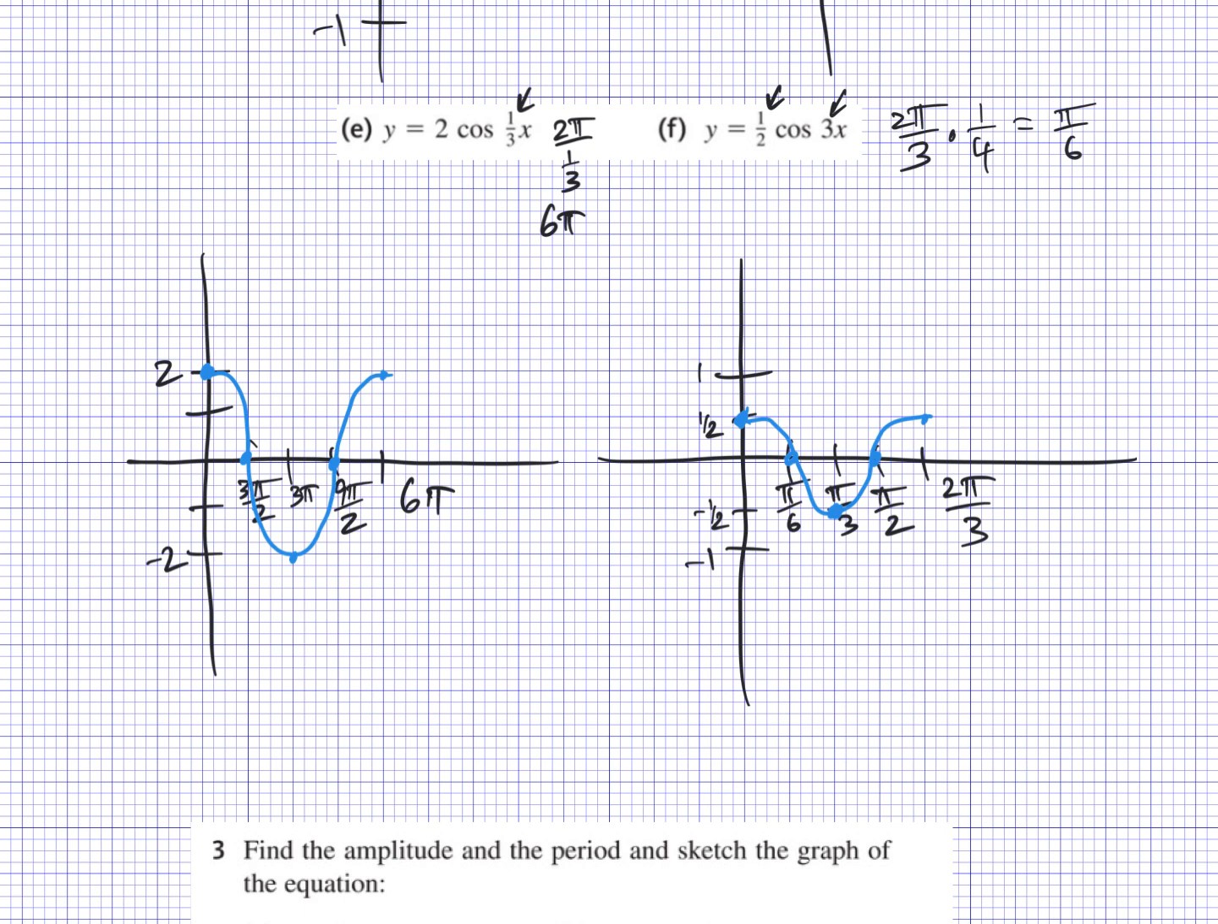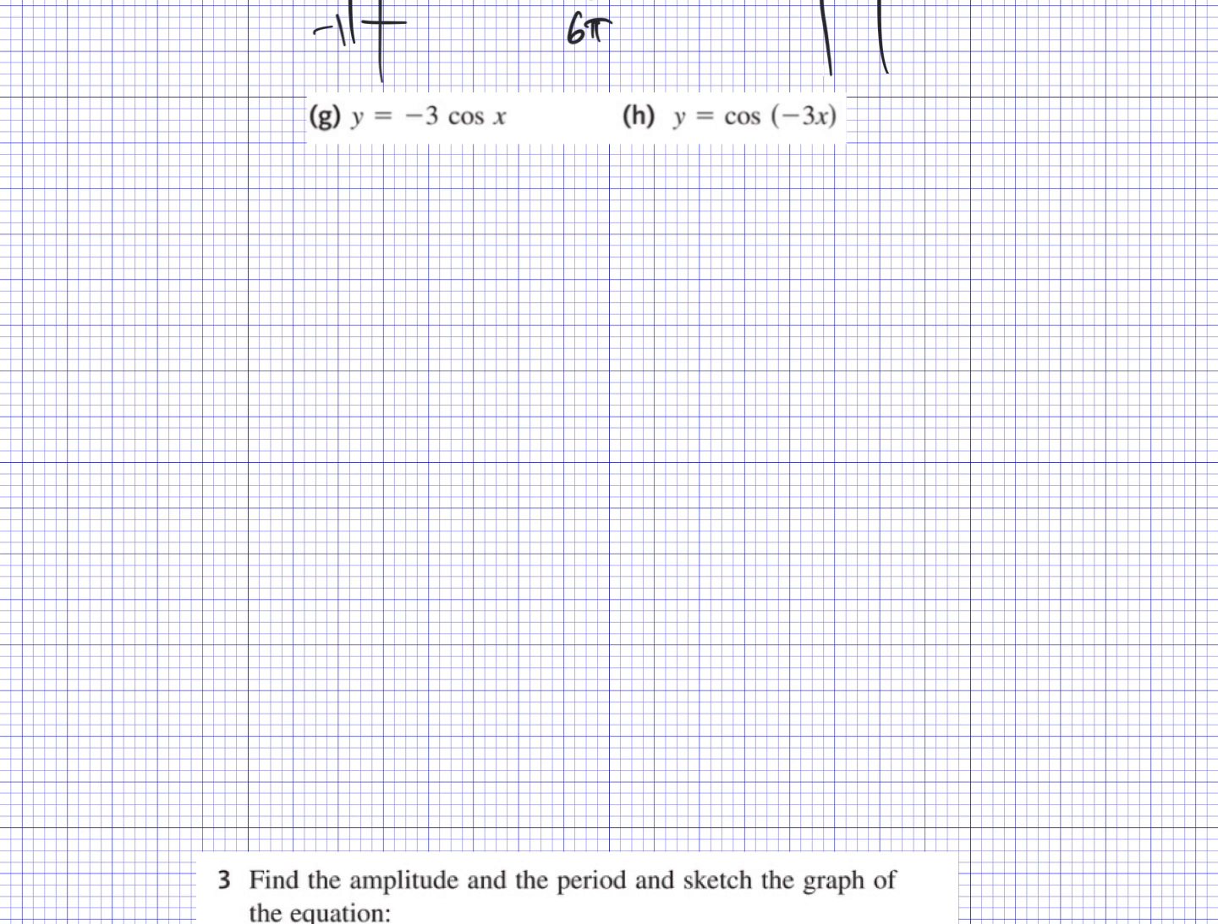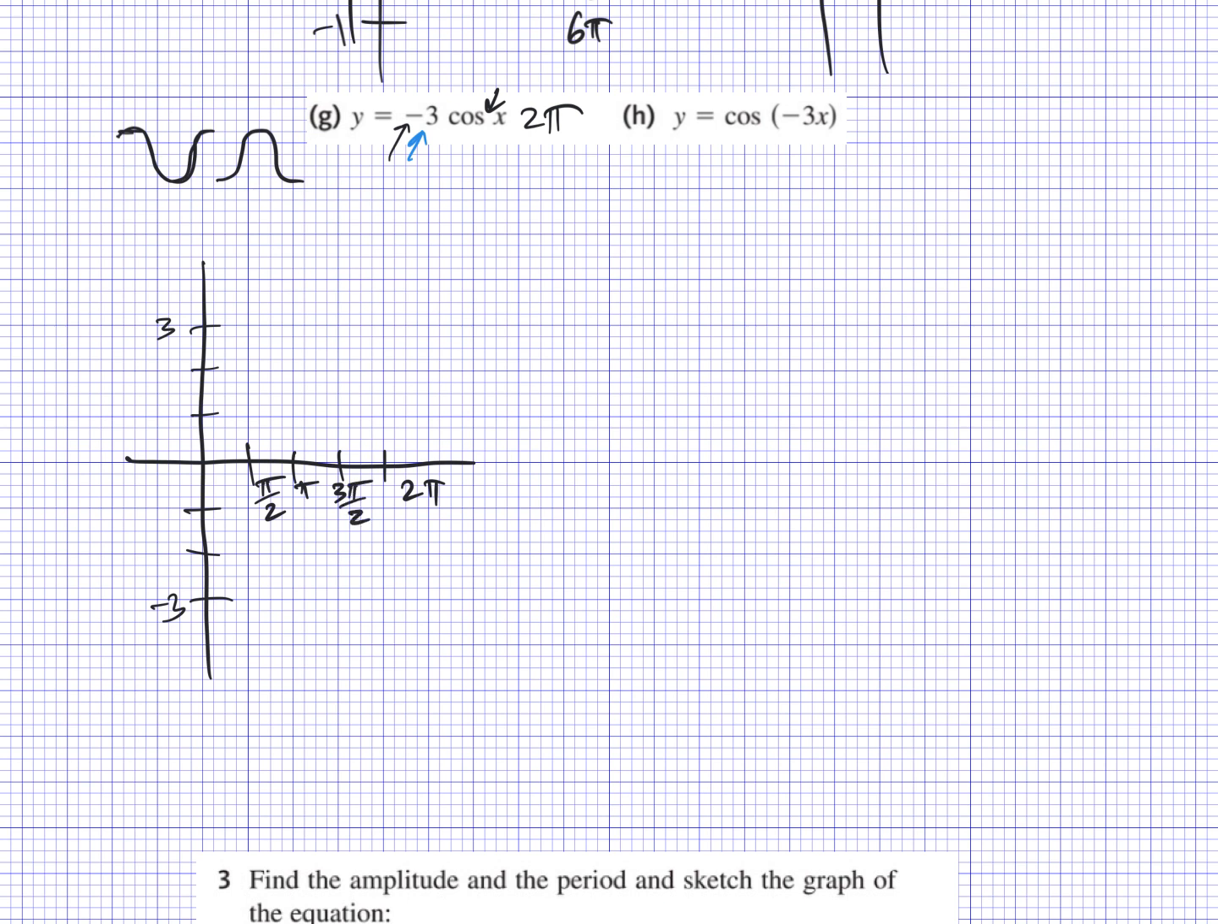All right, let's do the last set. Okay, so now our amplitude is negative 3. So it's still 3, 1, 2, 3, and 1, 2, 3. But instead of going like this for the cosine, the negative flips it upside down. So it's going to go like this. So remember that. And B is 1, so it goes to 2 pi. 1, 2, 3, 4, 2 pi. So our typical pi over 2, pi, 3 pi over 2. Those are the axis around the unit circle values.